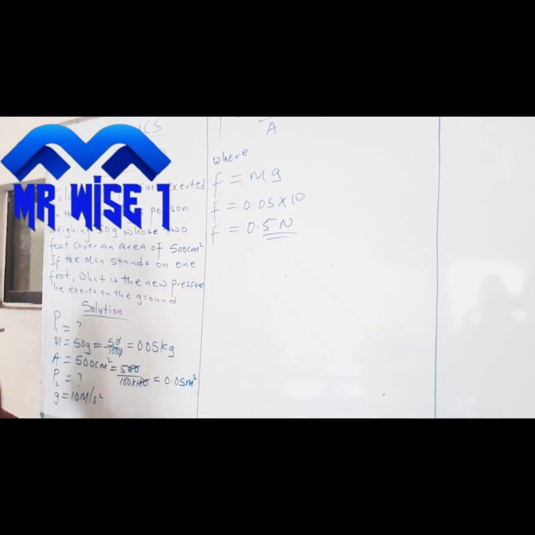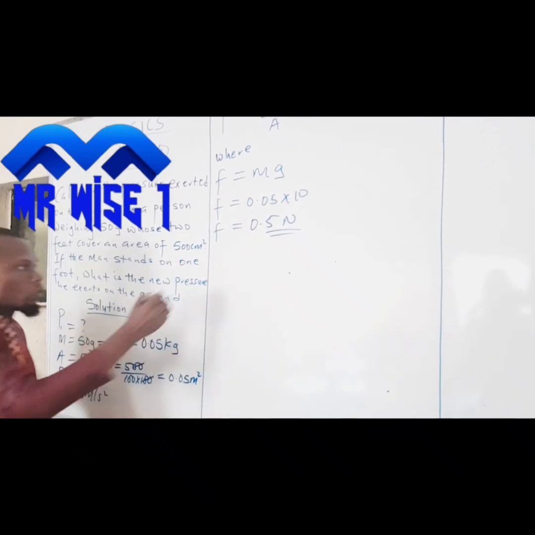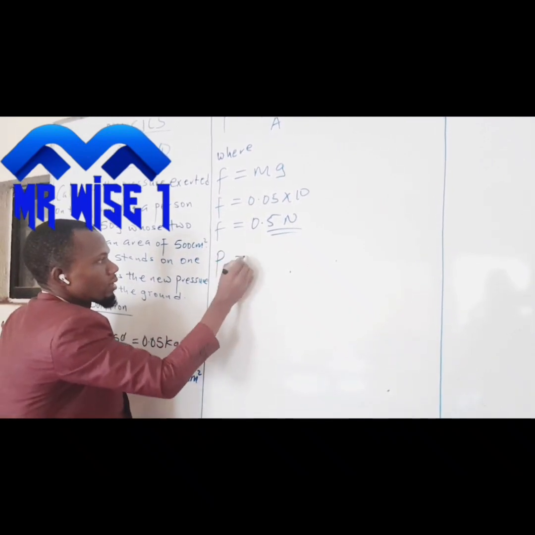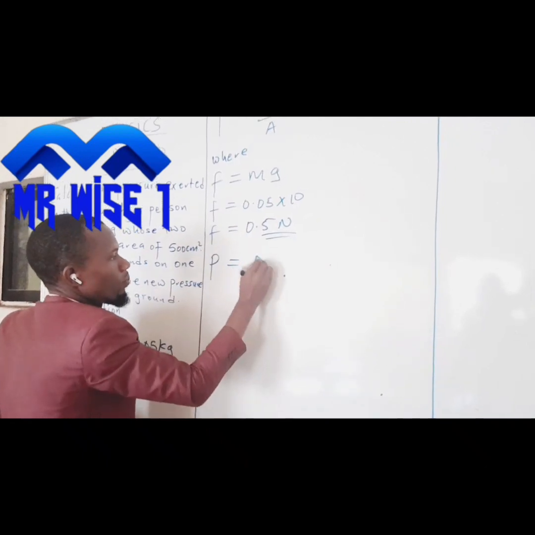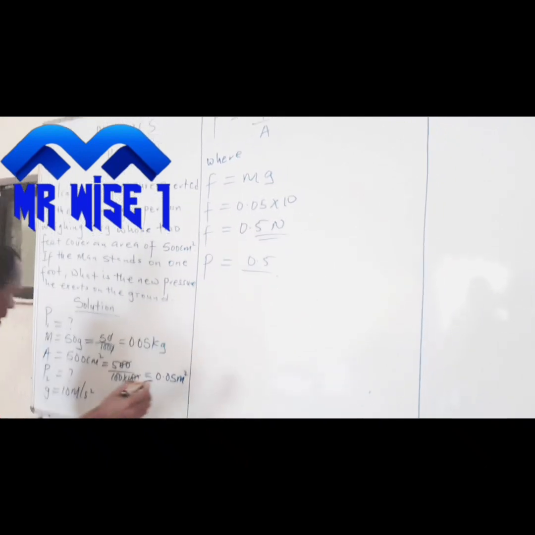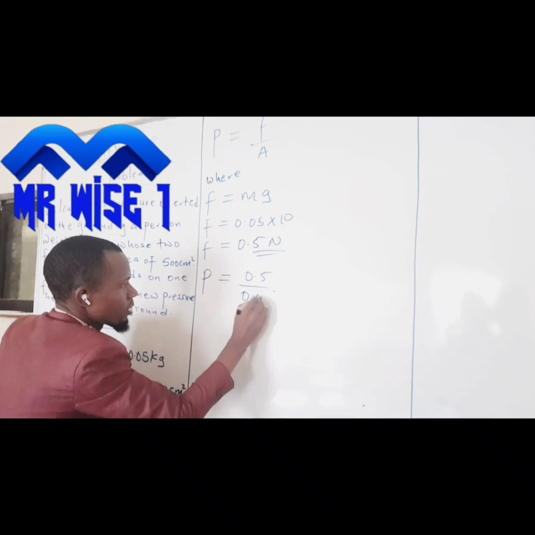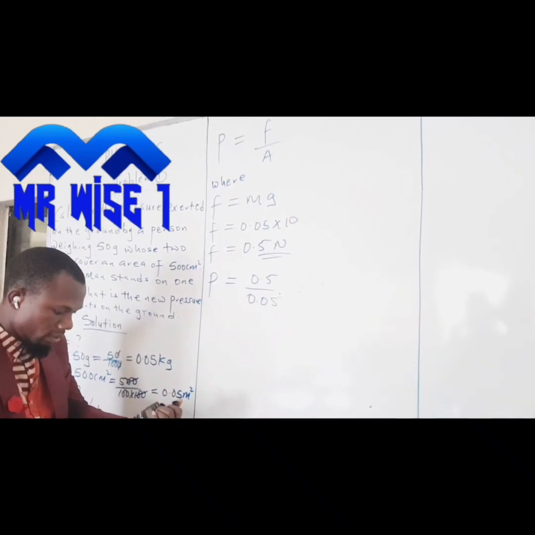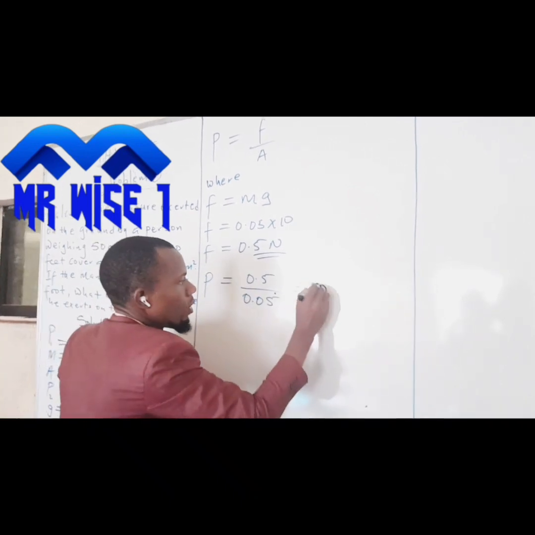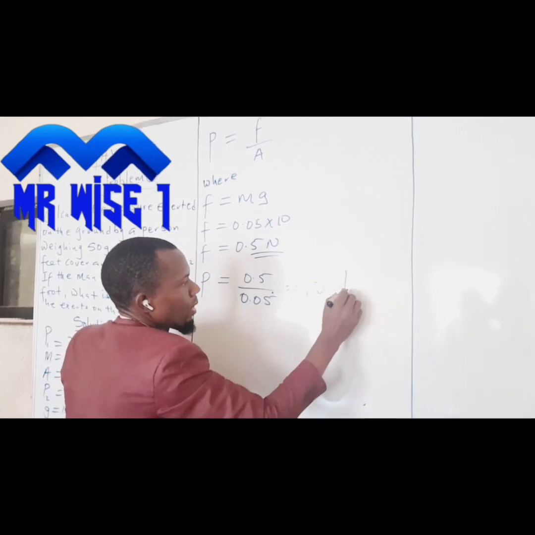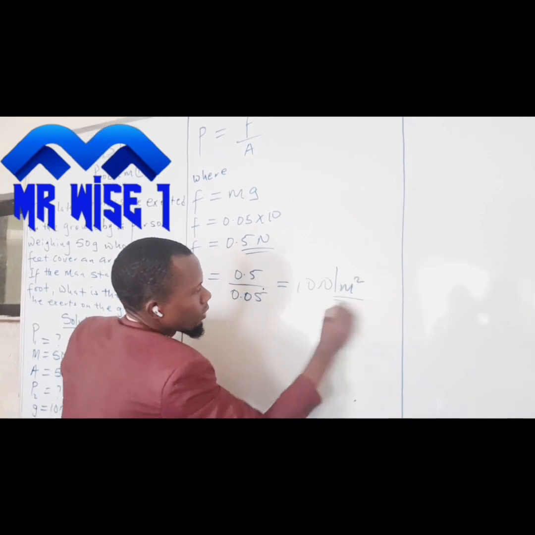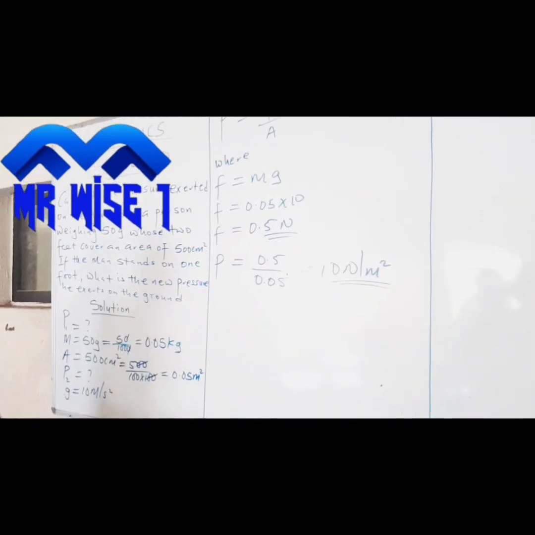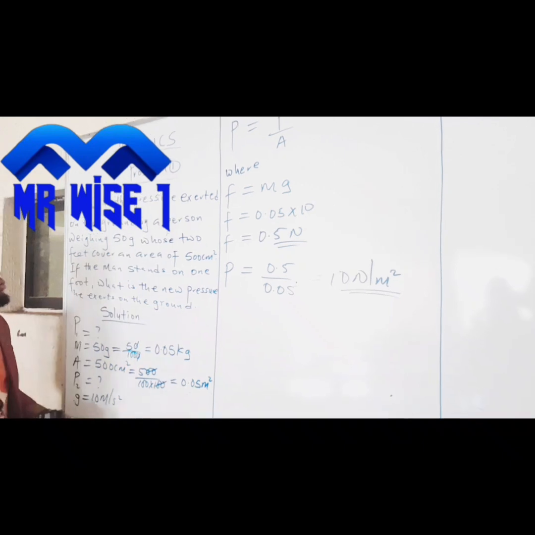So my force is known and I'm able to find my pressure. My pressure, P, is equal to my force, 0.5, over my area, 0.05, which is 0.5 divided by 0.05. What will I get? I'll now have 10 Newton per meter square. So I'm done solving for the first pressure that we were told to calculate.